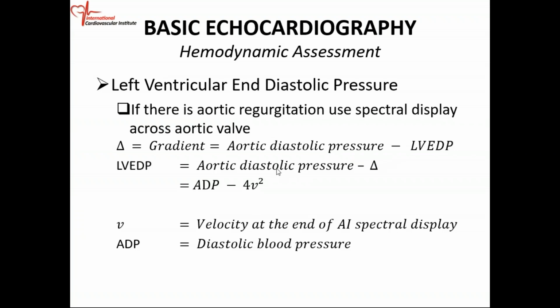So once you know the gradient, you have your diastolic blood pressure, and then you subtract from the aortic diastolic pressure, which is your diastolic blood pressure, your gradient, 4V squared. And this is the velocity that we're talking about.